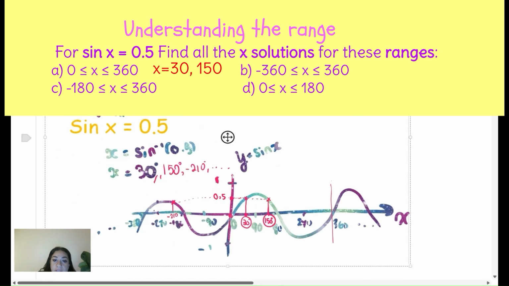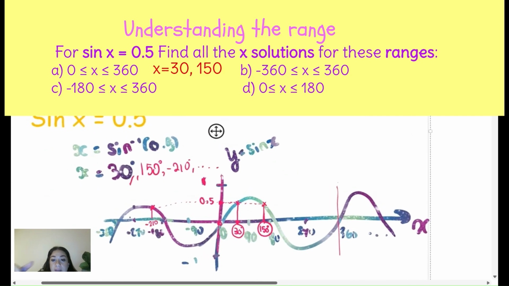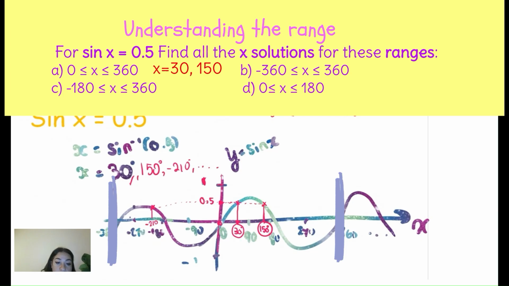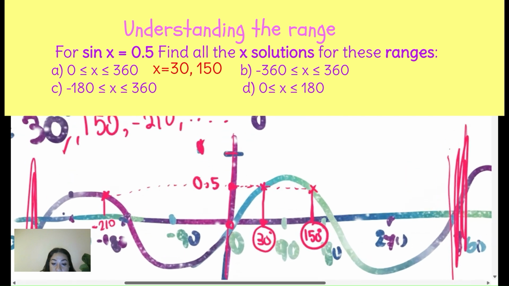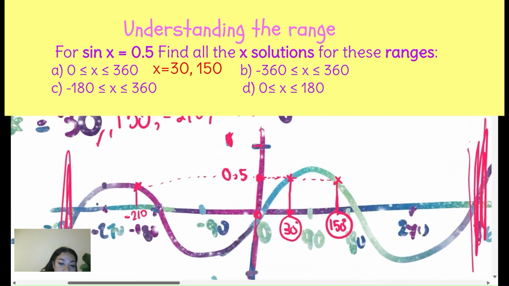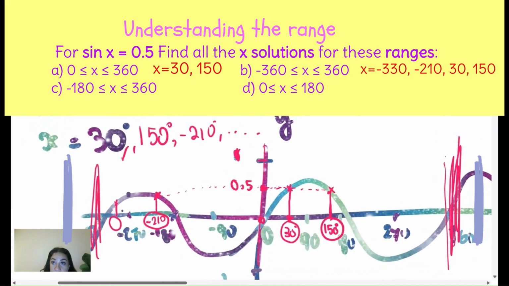If they told me, actually, you know what, we want to get the values from negative 360 to 360, so we're looking at this whole entire section from negative 360 to 360. If I do that, I'm going to have to include the negative 210 and whatever that value is over there. So I end up with four values, okay?